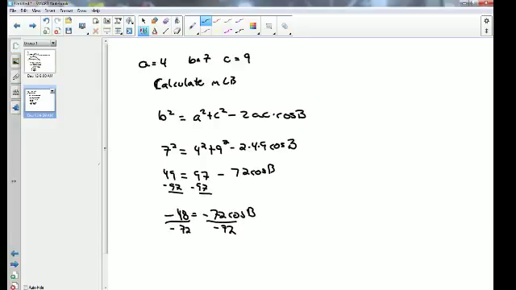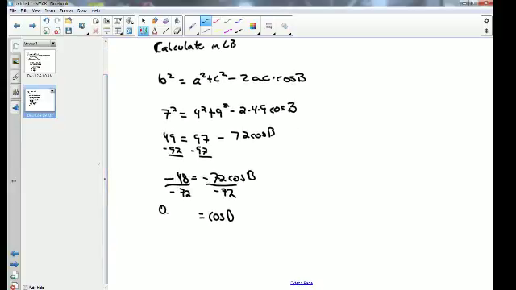So 48 over 72 equals cosine of B. Yeah, what's that decimal? Let me find that for you right now. That is 0.6 repeated.